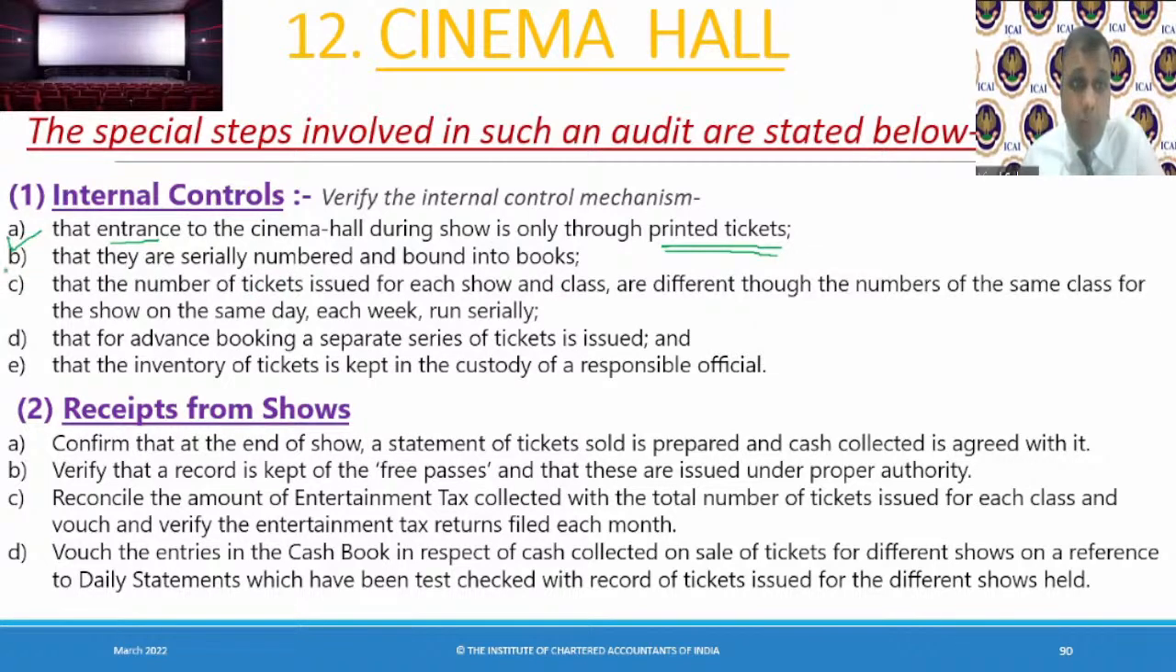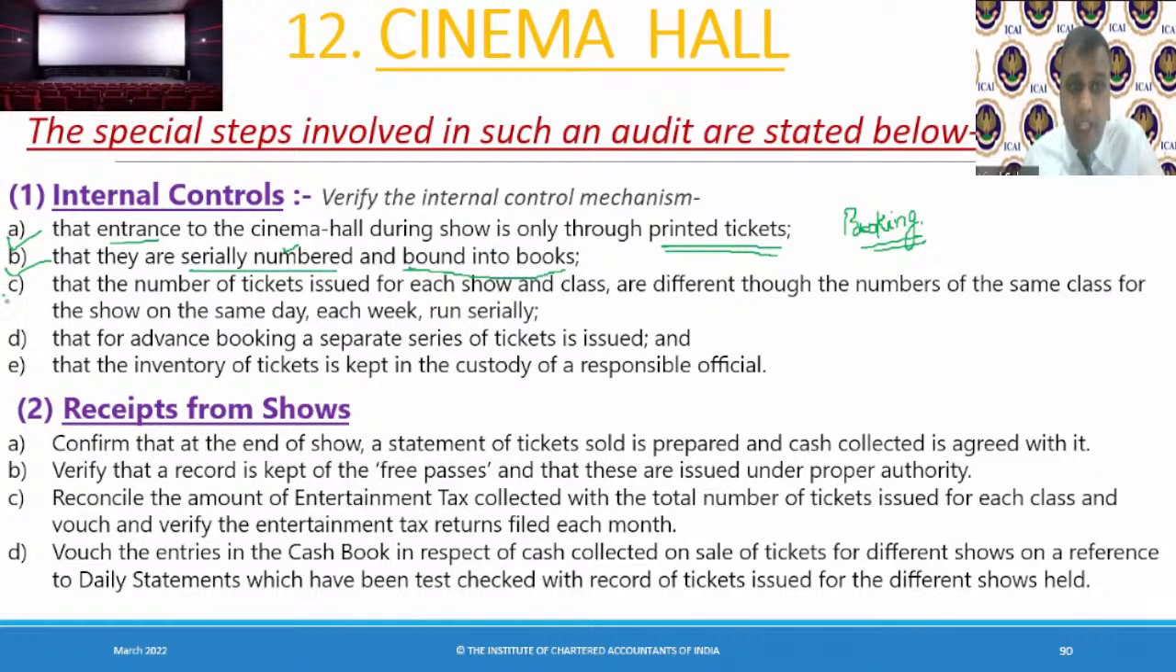The tickets should be serially numbered and bound into books. The tickets, they have to issue to the customer. At the booking counter, I have to check how are the tickets being kept. So the tickets should be serially numbered and properly bound into books, ticket book, from where the tickets are issued to the customers on the payment of fee.